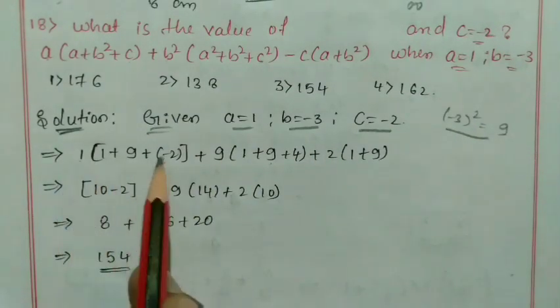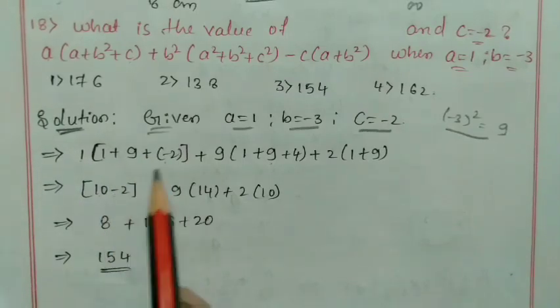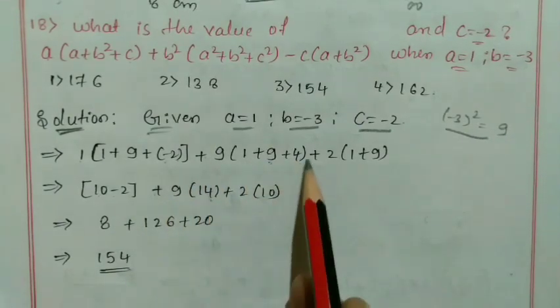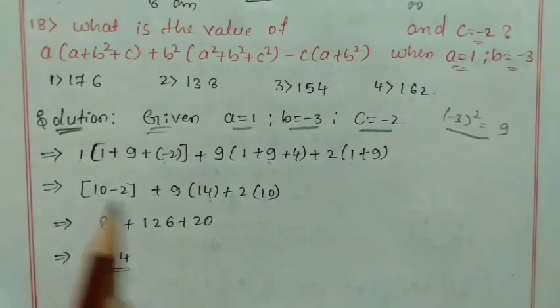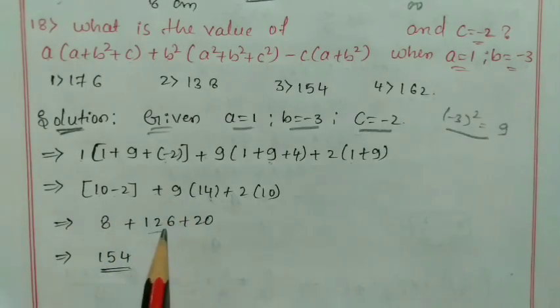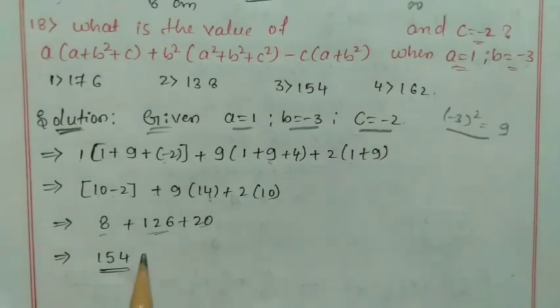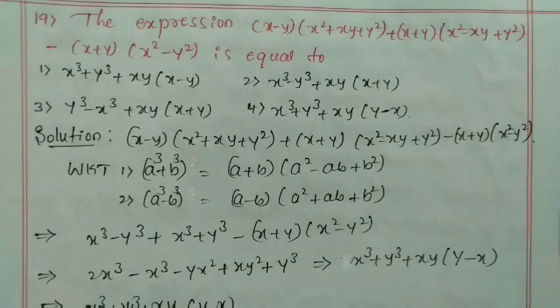So 1 into anything is anything, 1 into n is n only. So 1 plus 9 is 10, plus into minus is minus 2 you can write as it is, plus 9 into 1 plus 9 is 10, 10 plus 4 is 14, plus 2 you can write as it is, 1 plus 9 is 10, right? Then you can add and subtract. 10 minus 2 is 8, plus 9 into 14 is 126, plus 2 into 10 is 20. 8 plus 126, you will get 134, 134 plus 20 is 154. So the correct answer is 154, that is the third one.